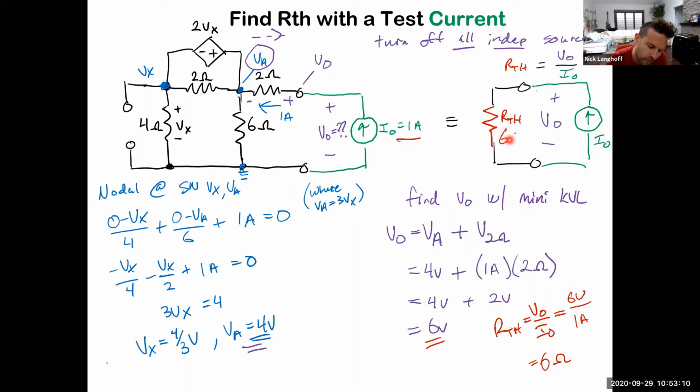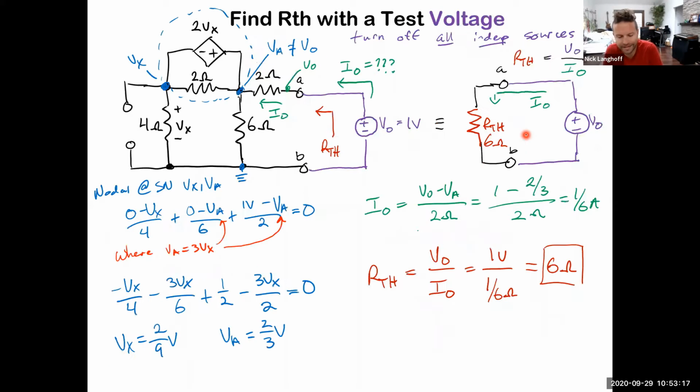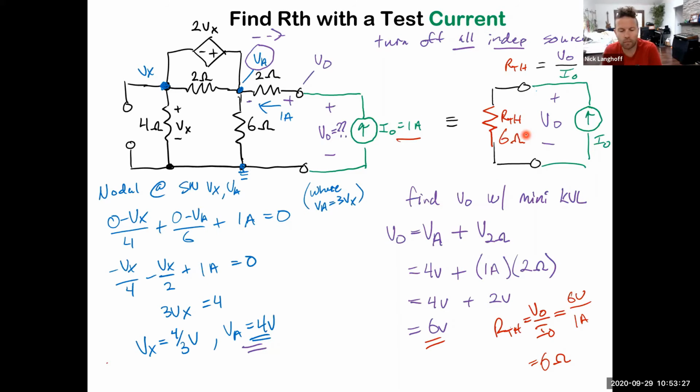And that's the same thing we got on the last example, where we applied a test voltage and found the resulting current. The ratio of the test voltage to the resulting current was 6 ohms. This time, when we applied a test current and found the resulting voltage, the ratio of the resulting voltage to the test current was again 6 ohms.